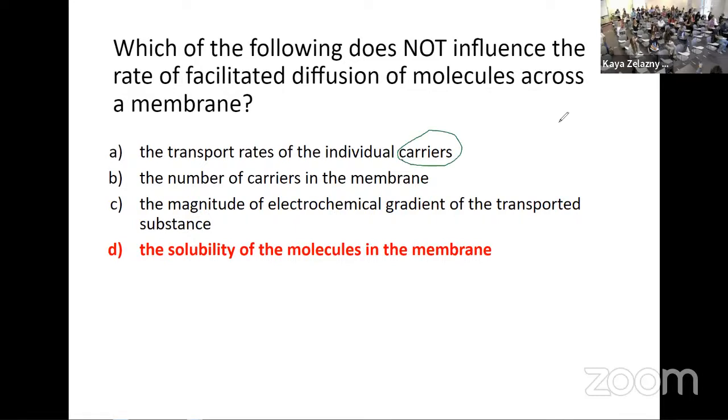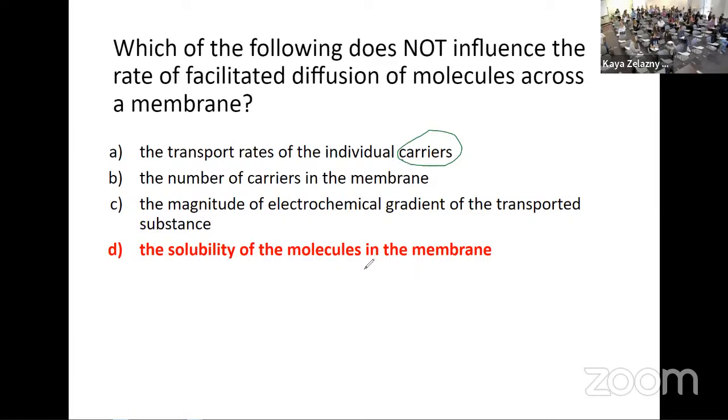So our carrier proteins have a certain rate. They need to flip across the membrane. They have a certain amount of time that takes. If they flip faster, your rate is faster. When we're thinking about the cell, if you have more of these carriers, you are able to transport more of that substance. So that's why the number of carriers in the membrane matters for our rate. And the magnitude of the electrochemical gradient of the substance would also matter because it wants to move, then there's a greater force essentially for that movement.